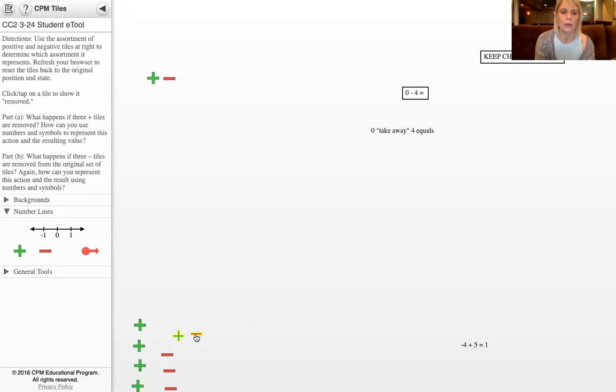I'm going to add 3 more 0 pairs. 1, 2 0 pairs, and finally 3. So I added 3 more. Now, if I just add 3 more, then all I have to do is take away 4 positive, because it's take away 4. So if I take away these 4, I have my answer of -4. Now, I just want to show you something really fast. That would be the answer.